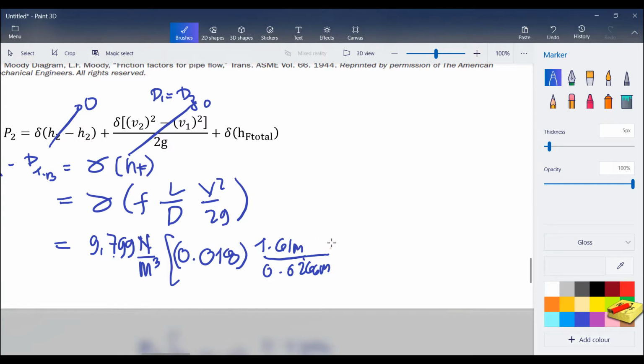Okay, so we have the diameter now, then we're going to multiply this one by the V squared. So we have your velocity, which is 5.16 meters per second. So you have here squared, then divided by 2 times 9.81. So okay, then finally we have the value.